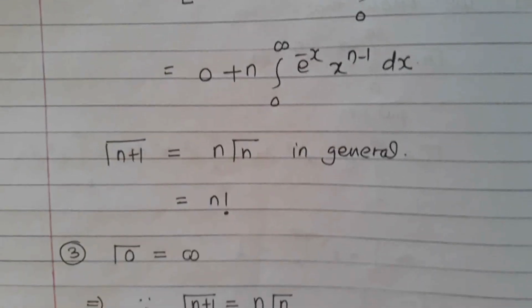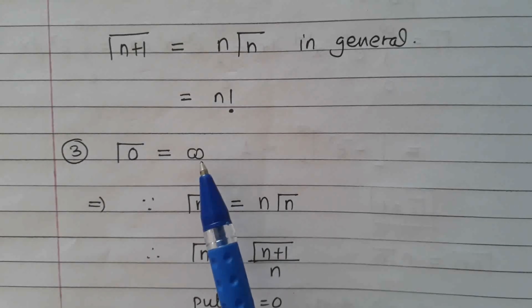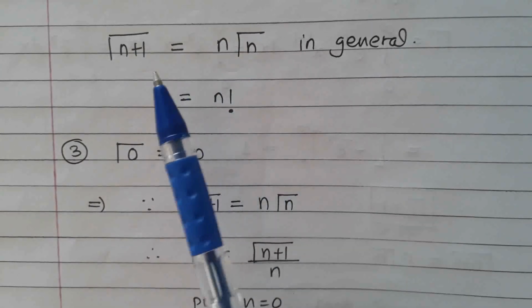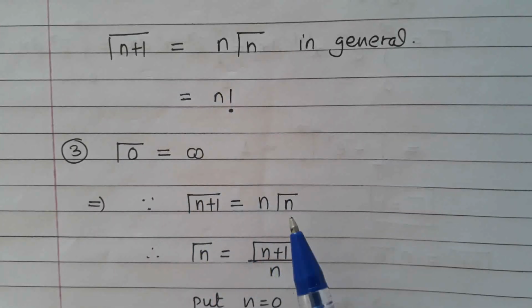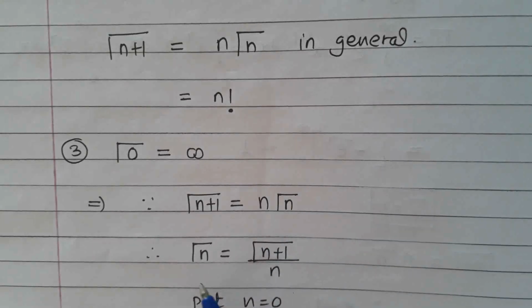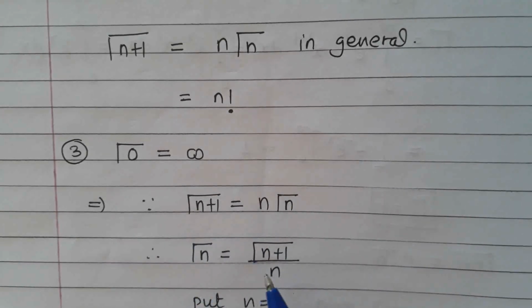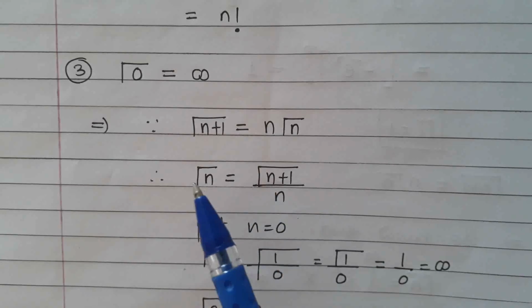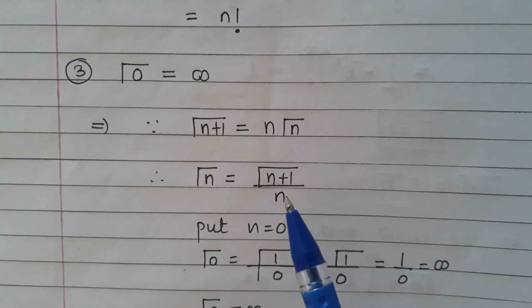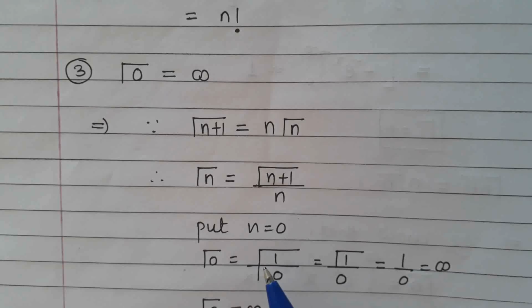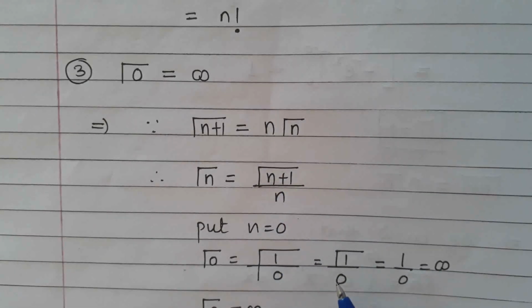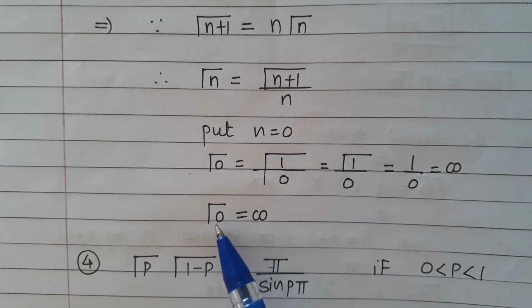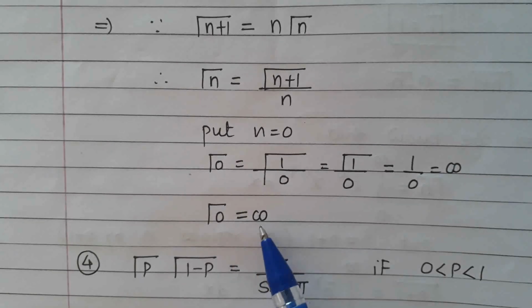and n factorial. Next property is gamma 0 is equal to infinity. In the previous step we have seen that gamma n plus 1 is equal to n gamma n. So this can be written as gamma n is equal to gamma n plus 1 upon n. If we place the value of n equal to 0 on LHS and RHS, gamma 0 is equal to gamma 0 plus 1, gamma 1, upon 0, and we know that 1 upon 0 is infinity. So because of that, the value of gamma 0 is equal to infinity.